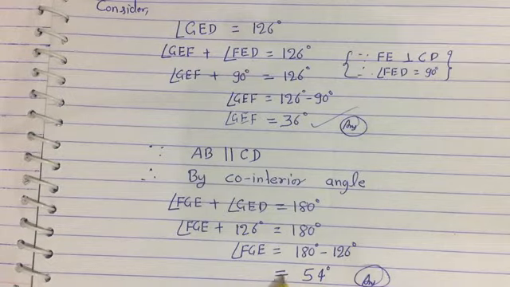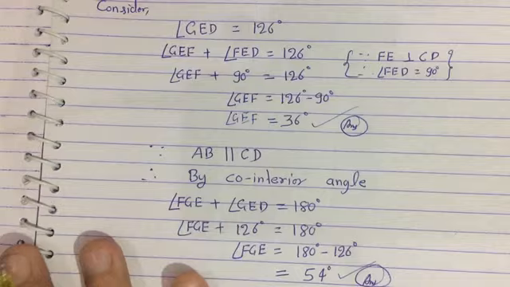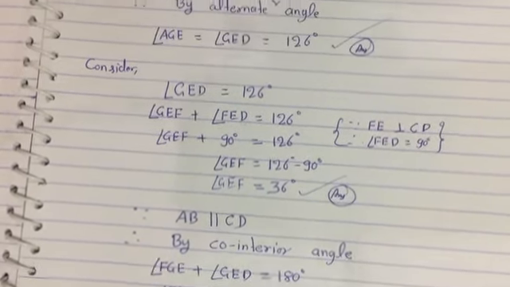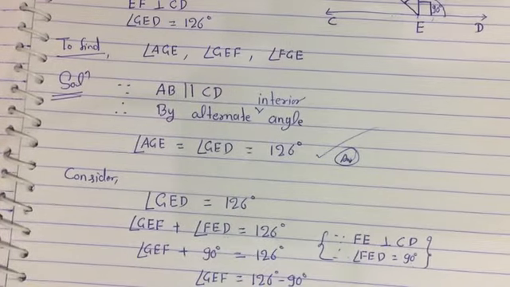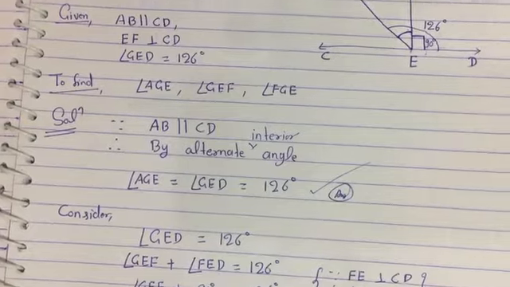Now calculate it. 180 minus 126, maybe it is 54 degrees. You have to check the calculation. This is your third answer. So this is the whole solution of your question number 3.